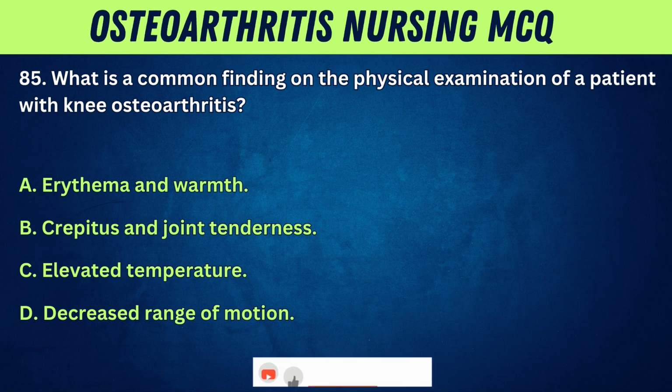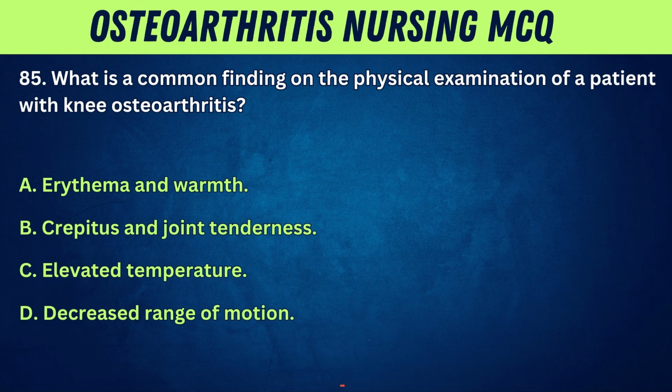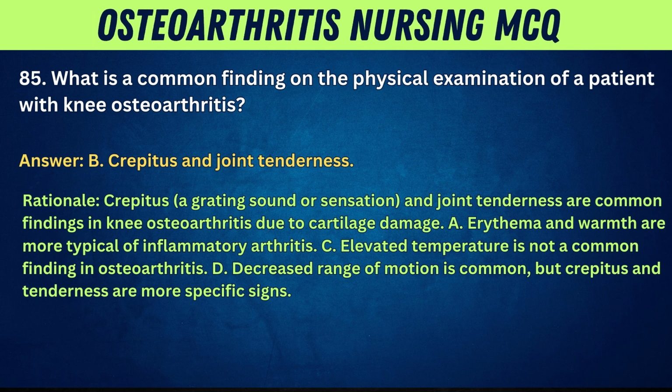85. What is a common finding on the physical examination of a patient with knee osteoarthritis? A. Erythema and warmth. B. Crepitus and joint tenderness. C. Elevated temperature. D. Decreased range of motion. Answer: B. Crepitus and joint tenderness.